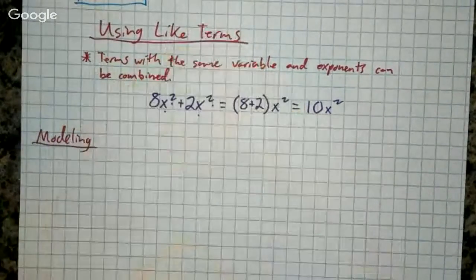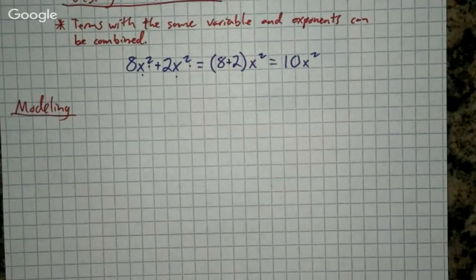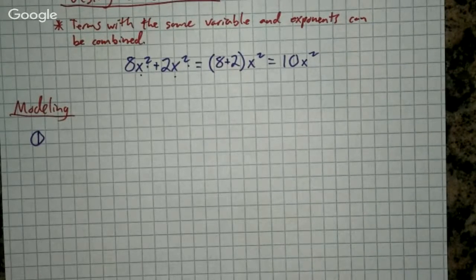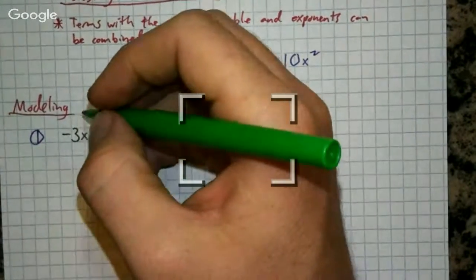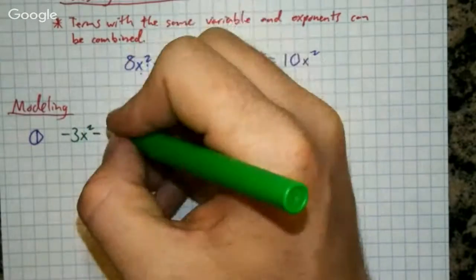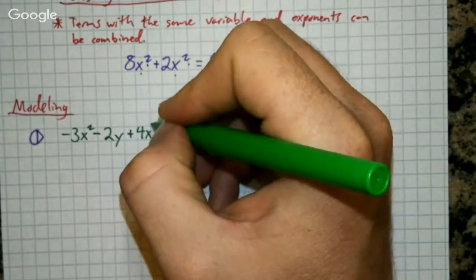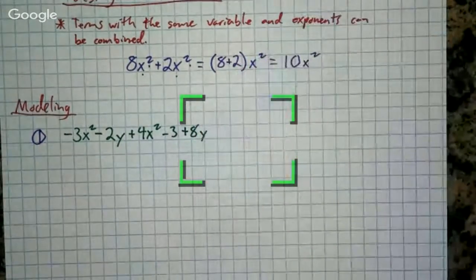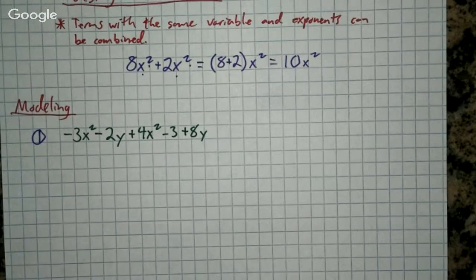I only have 2 modeling questions because we've done so many questions in our actual lesson. But the first one, I want to do a complex one of these using like terms, where there's more than one type of term to use. So let's go ahead and say -3x squared minus 2y plus 4x squared minus 3 plus 8y. All right, it's a long string of terms, right? But we know which ones can be organized or which ones can be combined.